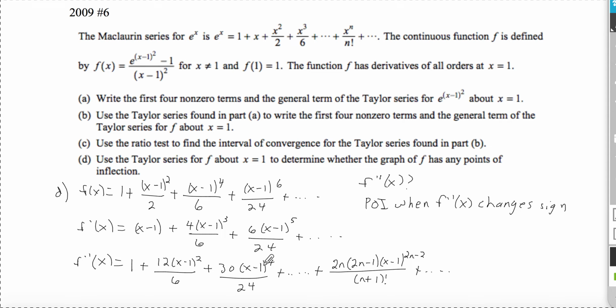1 plus a positive thing plus a positive thing. So if points of inflection occur when the second derivative changes sign, and we're asked to determine if the graph of f has any points of inflection, we found out that the second derivative is always going to be positive. We can say f has no points of inflection because every term in f double prime of x is non-negative. Maybe that's a good way to say it: every term in f double prime is non-negative.